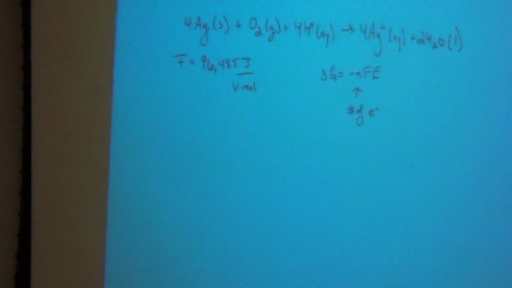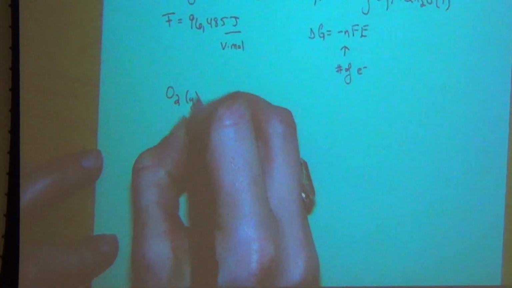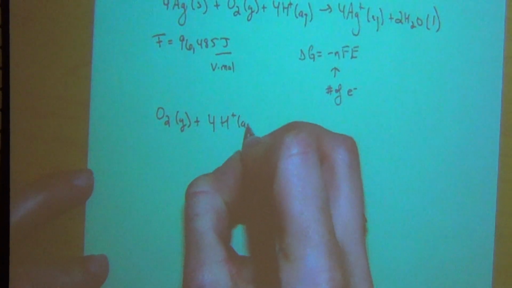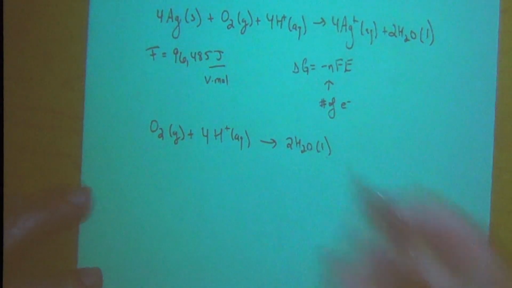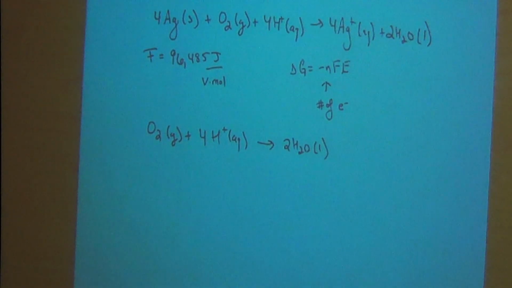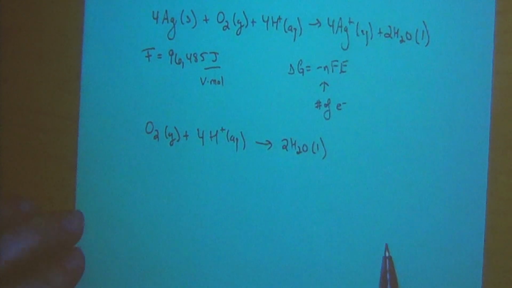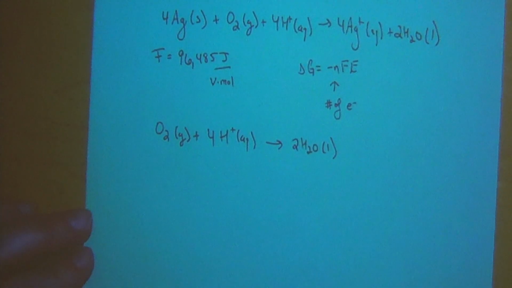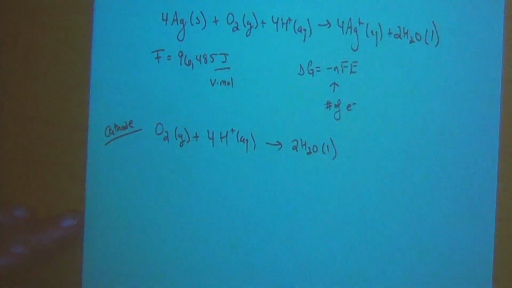Okay, so here we go. We've got our two reactions here. So I'll go ahead and write my half reactions. I've got oxygen gas plus H plus goes to 2H2O liquid. Is this happening at the anode or the cathode, this particular reaction? Cathode. Okay, this is cathode. Reduction is happening here.